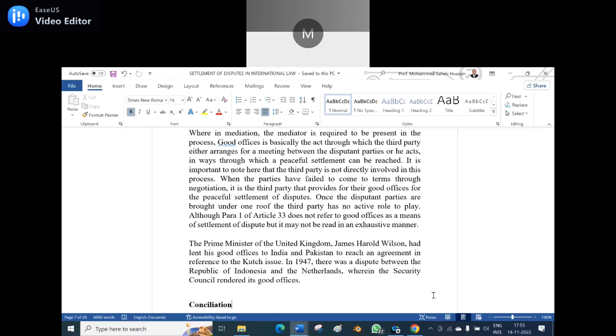And in 1947, there was a dispute between the Republic of Indonesia and the Netherlands, wherein the Security Council rendered its good offices. So the Security Council rendered its good offices to resolve the issue.